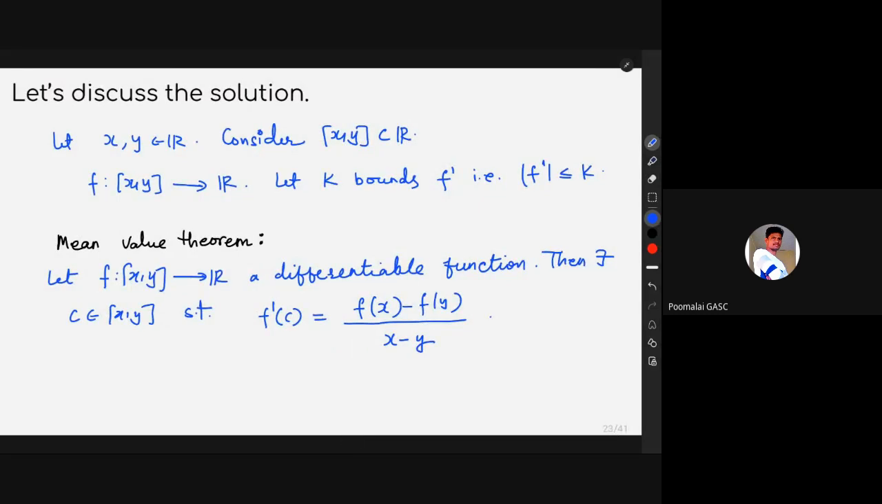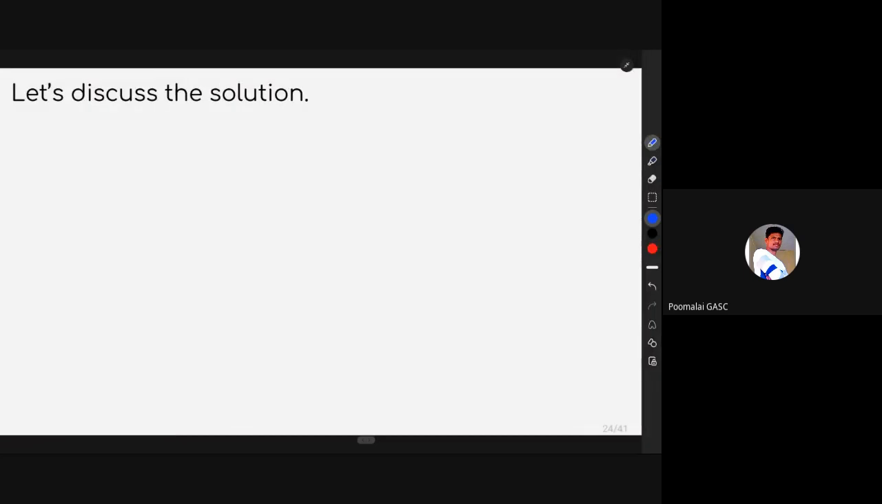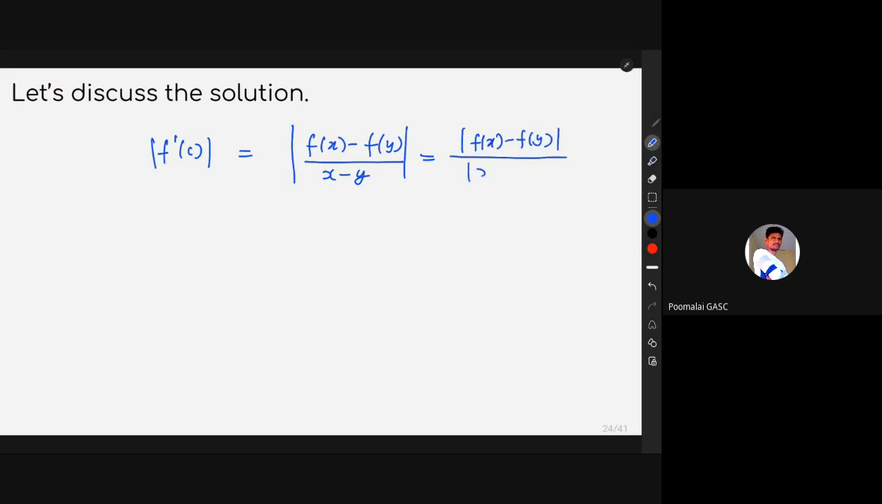So applying this theorem, you get a c in the closed interval [x, y] such that this equality is satisfied. Now you take modulus on both sides. What do you get? If you take modulus on both sides, you get this. Now modulus can be broken into the denominator and numerator. So that's what I do. It will still give you the same quantity. Okay, so that's what you get.